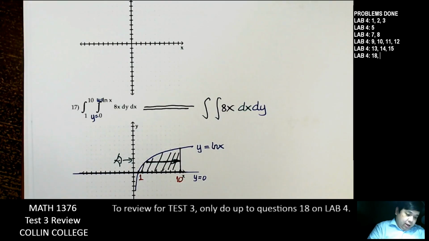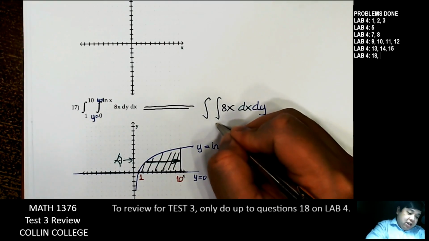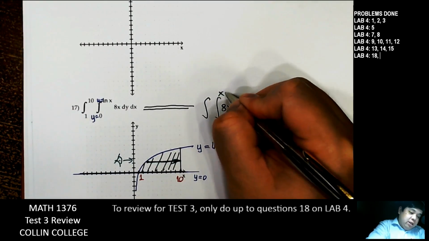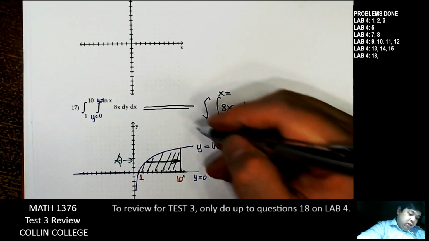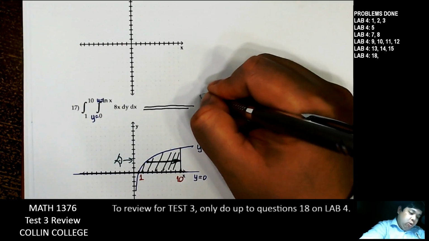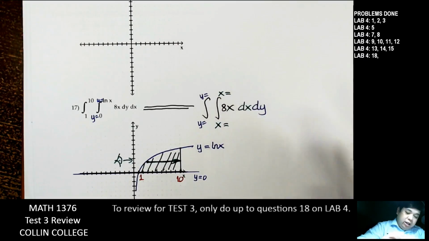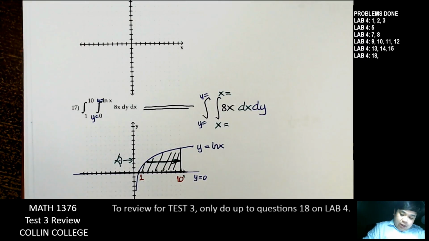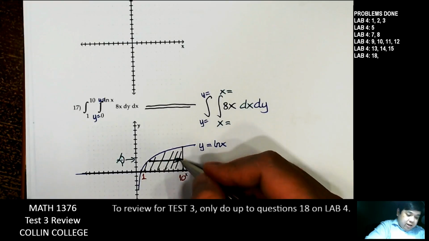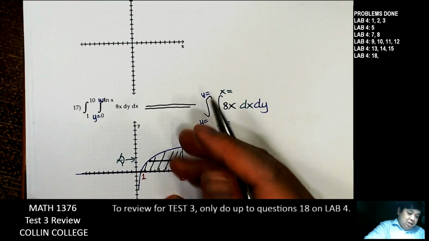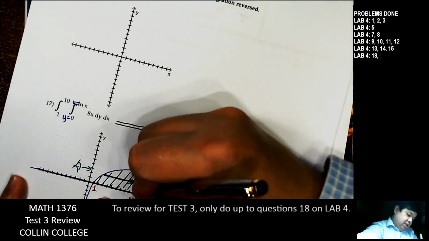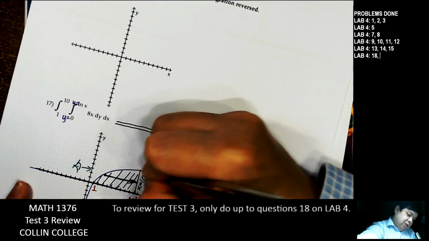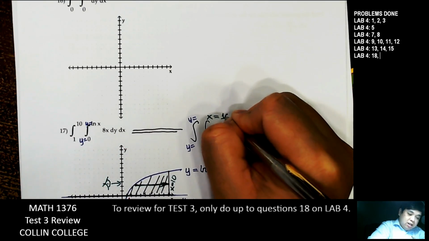Right. Since we put the x inside, we have two functions for x, and on the outside, two constants for y. So we're going to put two functions here. First we see this curve, and then we see this line. It is easy. This line is x equal to 10. So we're going to put 10 on the top like that.